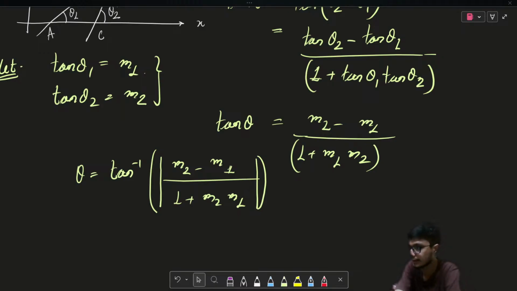I hope this part is clear. Arjun Singh, hi. Hi Arjun Singh. Is this part clear to you? Is this part clear? Please let me know in the live chat. Is this part clear or not?